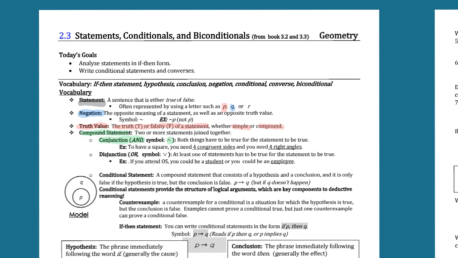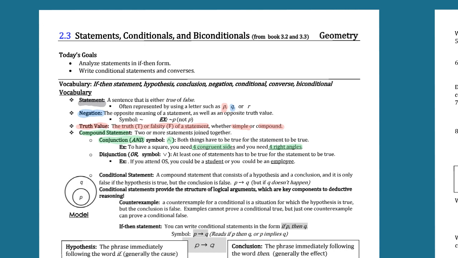So like to have a square, you need 4 congruent sides and you have to have 4 right angles. Okay, so if either one of those isn't true, then you don't have a square. And so the word and is important. That means that both things have to be true for it to work.